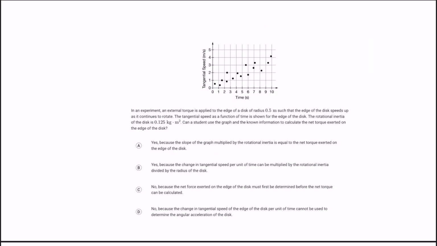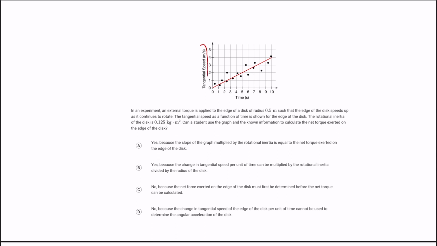So here we have a graph that looks a little bit scattered, but there's clearly a linear line of best fit here. It's certainly not any kind of exponential relationship, and it's not so scattered as to suggest some kind of scatter plot. Anyways, the question says, in an experiment, an external torque is applied to the edge of a disk. Let me pause right there, because we're talking about rotational motion, since we have external torque being applied to the edge of a disk.